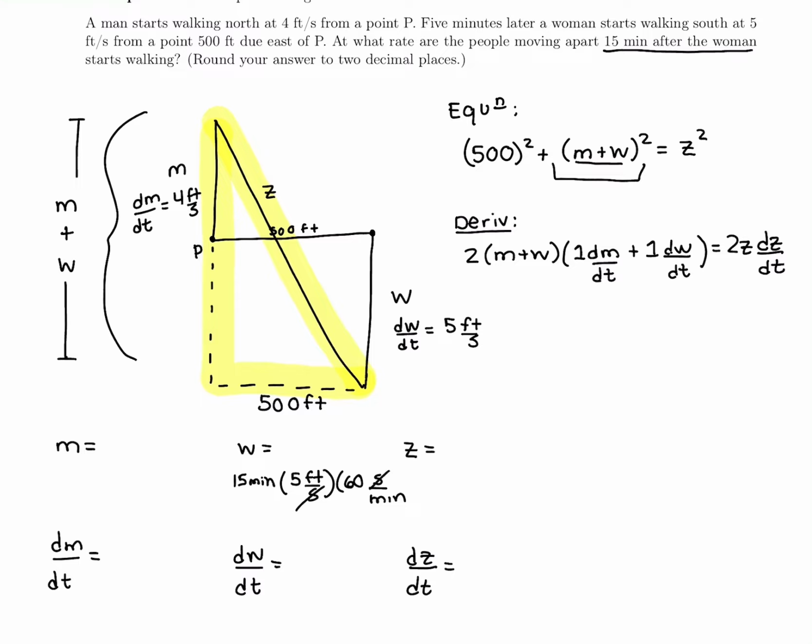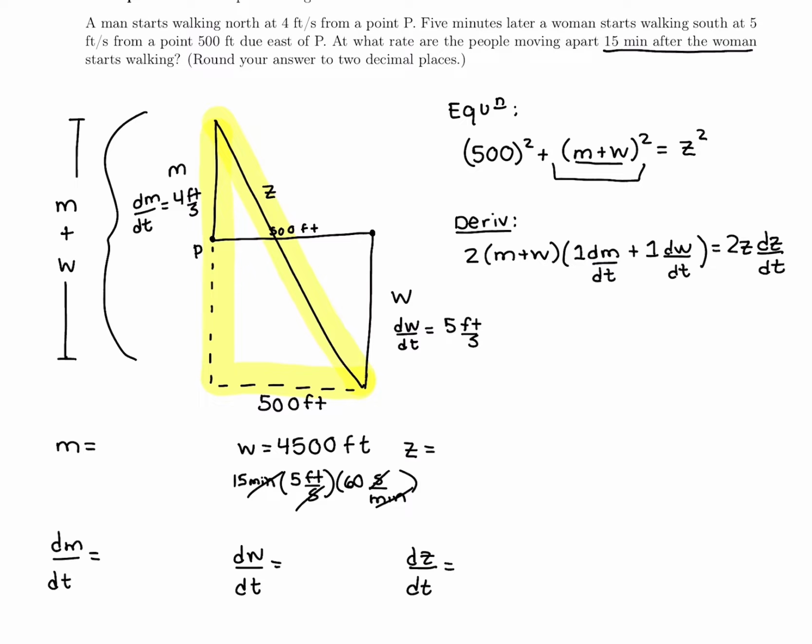That way the seconds can cancel, the minutes can cancel, and we'll be left with how many feet she's gone. So 15 minutes, going 5 feet per second, and there's 60 seconds in 1 minute. She's gone 4,500 feet south from where she started 15 minutes later. Now let's figure out where the man is.